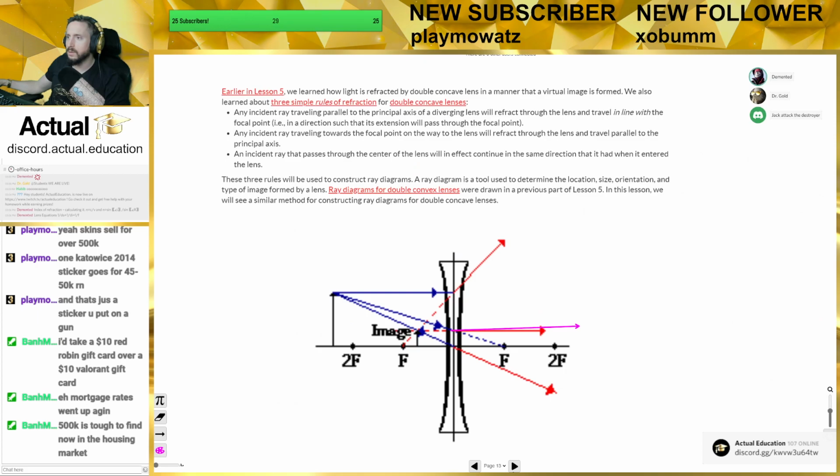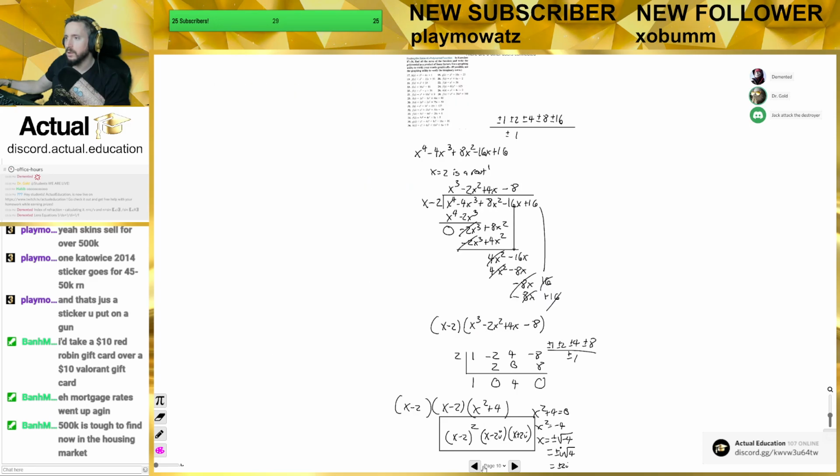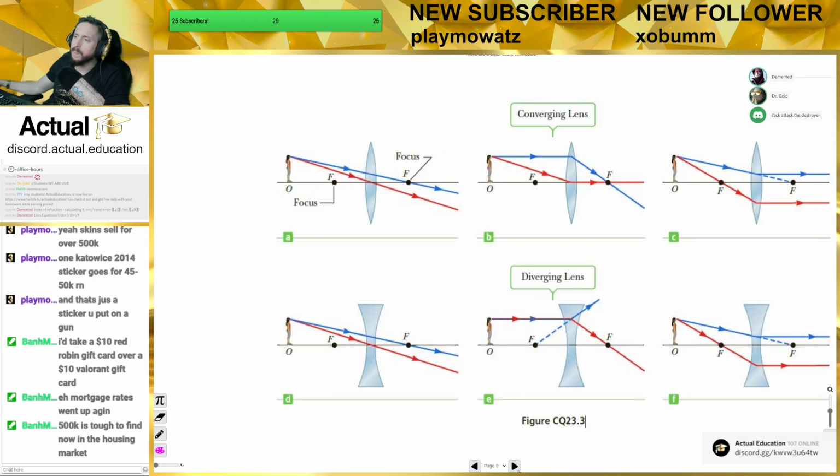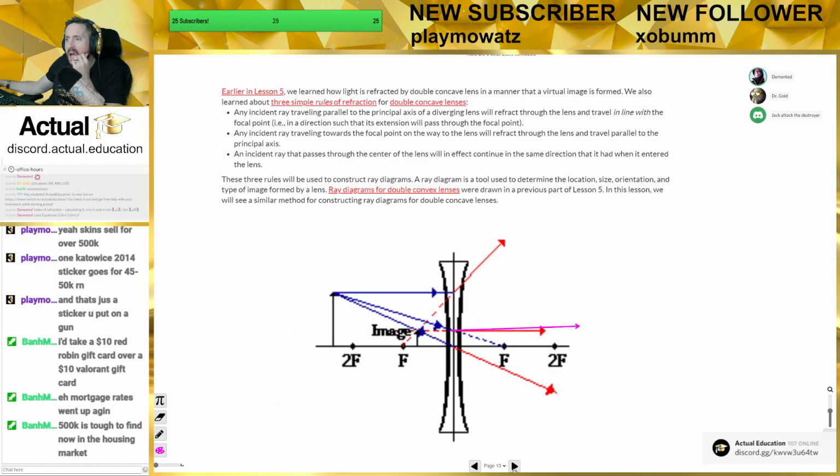If it goes through the center, it just keeps going through the center. So this one would just keep doing this. But this needs to make an intersection somewhere. One sec. Which one is right? Because it's either this one or this one. It's weird. Yeah, it is weird. But if they have the imaginary lines going back, wouldn't the image be right behind it?